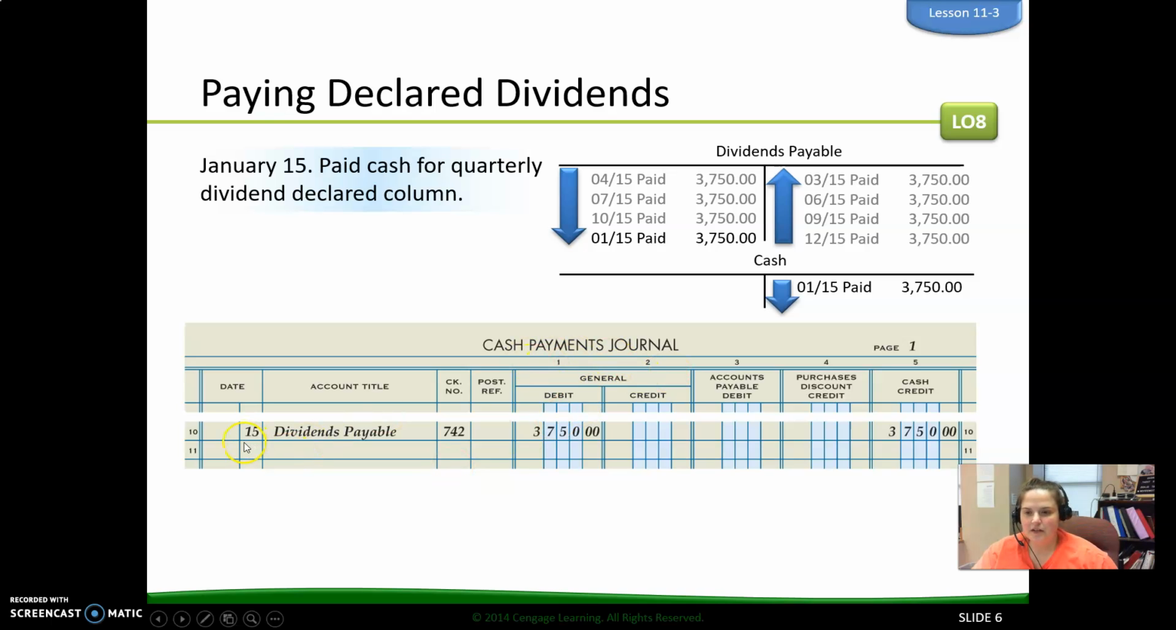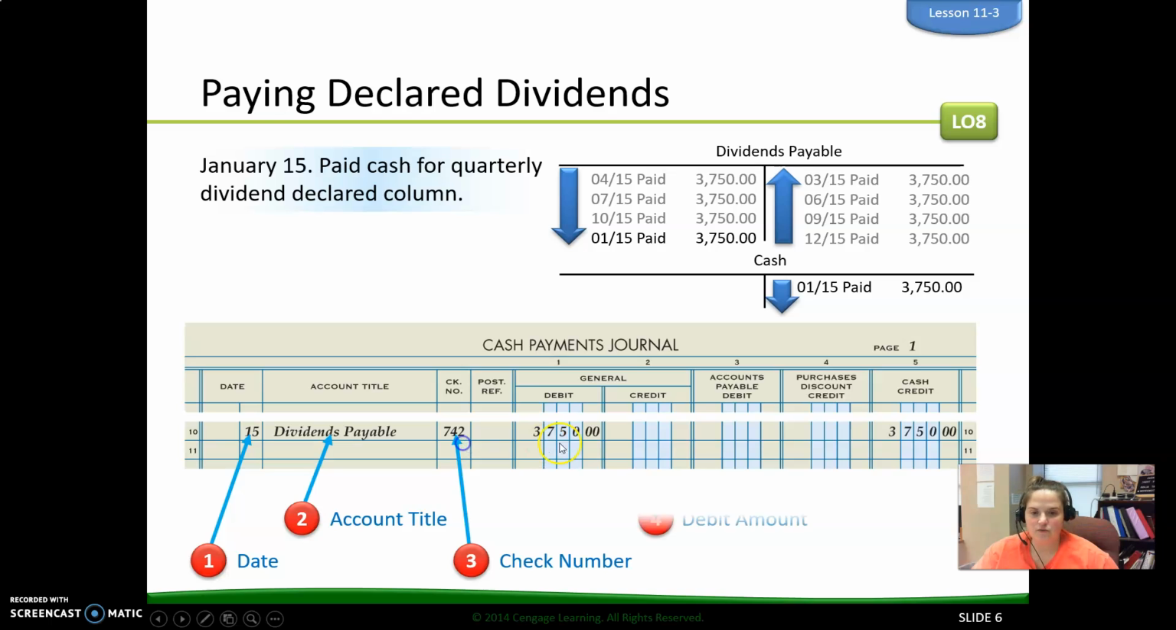Here's the cash payments journal. You would first put the date, which here says January 15th. You would put the account that is being debited, dividends payable. Your credit, remember, is the cash credit column. And I know it's been a while since we've used this journal, but for cash credit, there's always going to be an entry there, because in the cash payments journal, every entry has a cash credit. So this box will be your debit, which is dividends payable. You put your check number, which is 742, and you put your debit amount, which is $3,750, and then your cash credit. So you've got your debit, you've got your credit. We good on that part?